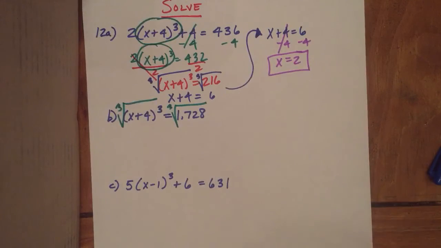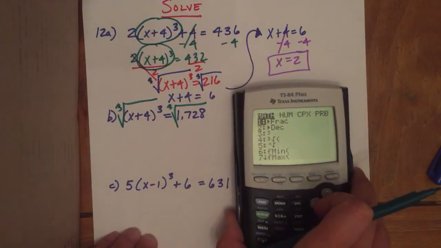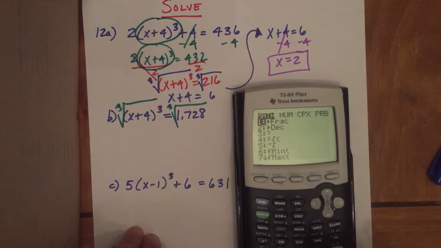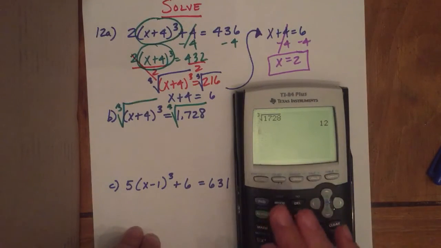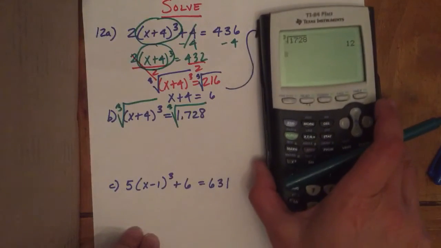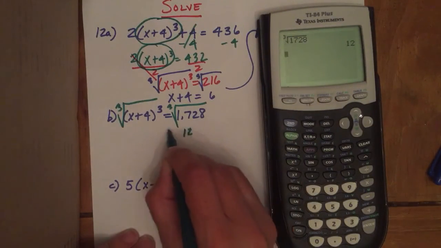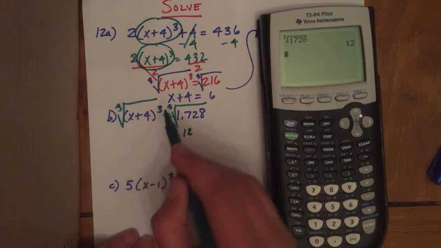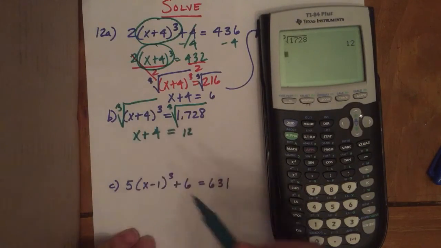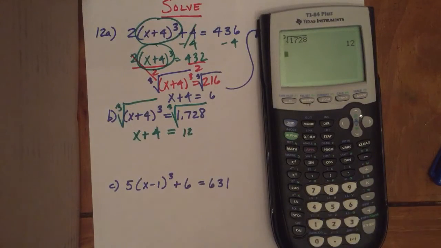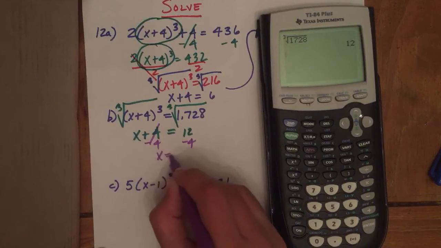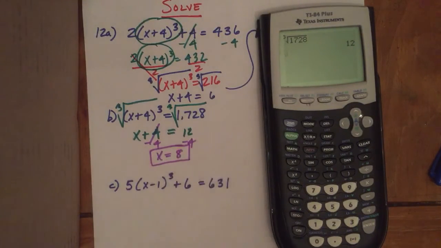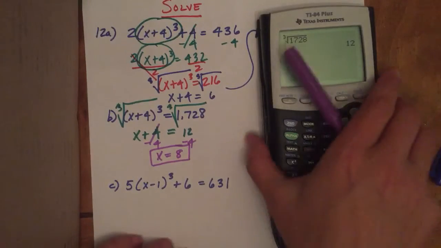If you don't remember, in order to take the cube root, you hit math, and you go down to number 4, which is cube root. And in this case, we're doing 1728. You hit enter. So that's 12. So what I know now is that this is 12. And the cube root of a cube is just the radicand. Then I've got one more step, which is to solve for x. I'm going to move that 4, so x equals 8. So that's how you solve the second one.